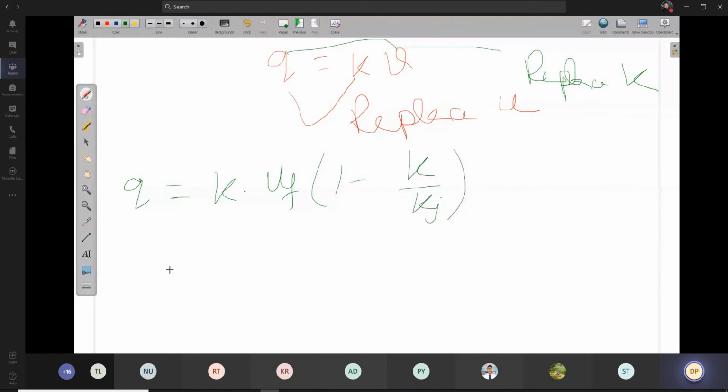Now simplify it to get the relationship. If you simplify it, I can write Q is equal to Uf K minus Uf divided by Kj into K squared. You can see that this is a second-degree equation, that is, basically the equation of a parabola. What is the equation of a parabola? Can someone tell me?